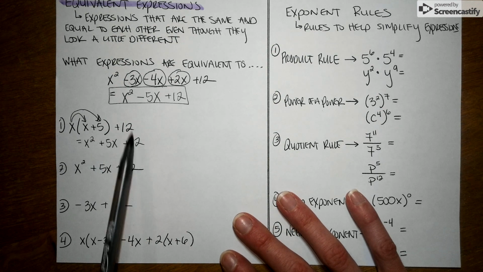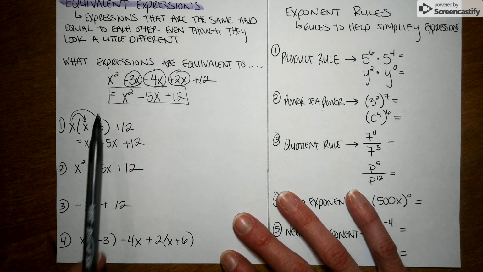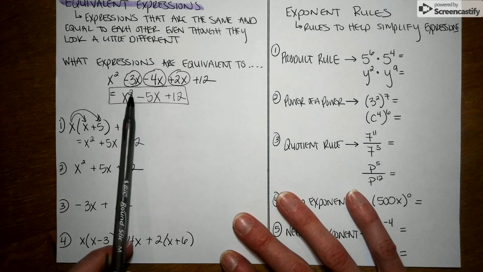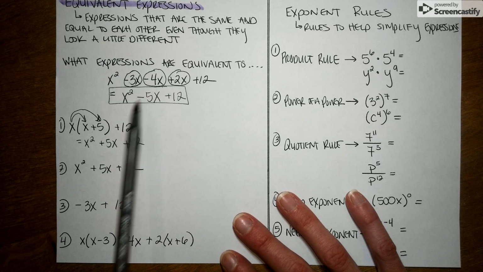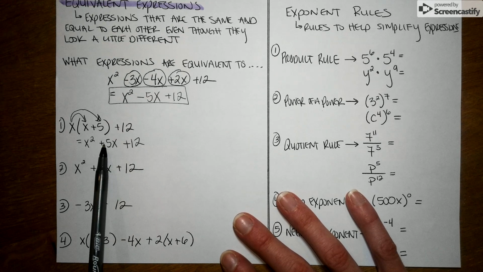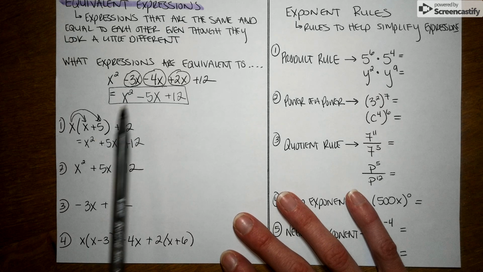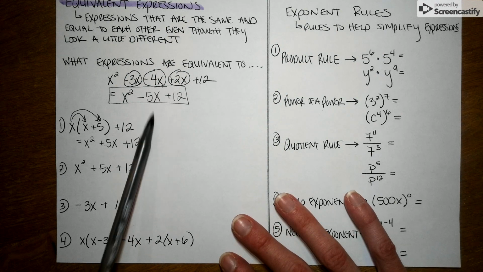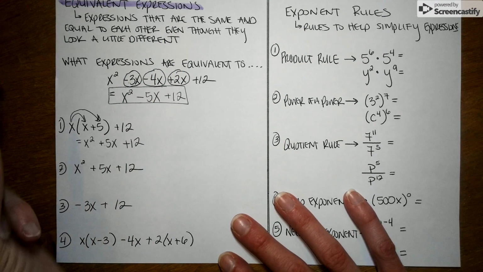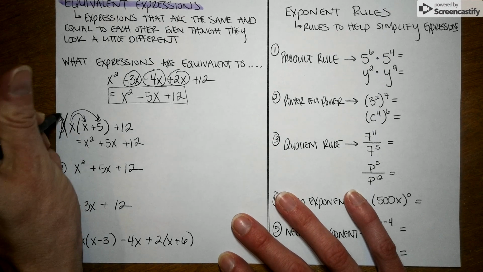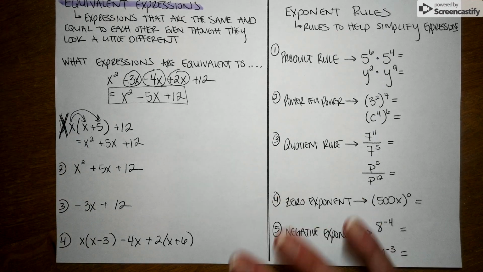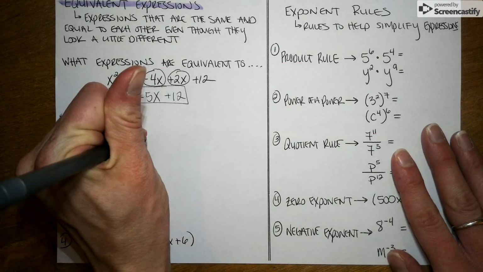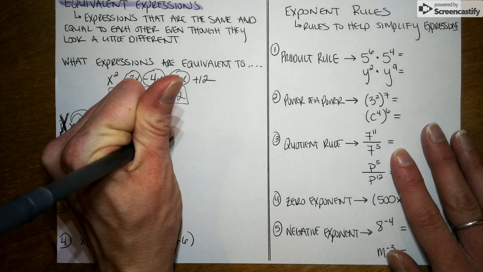But when I compare this answer to the top, yes, they both have an x squared. Yes, they both have a 5x, but what I notice is the one in my problem is a subtracting or negative 5x, and this one is a positive 5x. So even though they have an x squared and a 12 that are equal, the 5x terms are different. One's negative and one's positive. Therefore, option number 1 is not equivalent. So I'm going to put a big X through it, and I can even write a note off to the side: not equivalent.